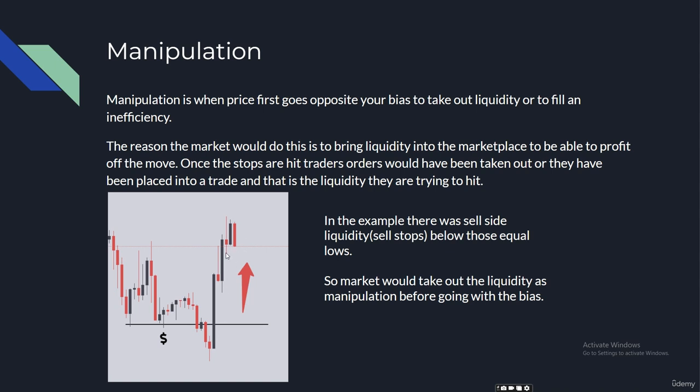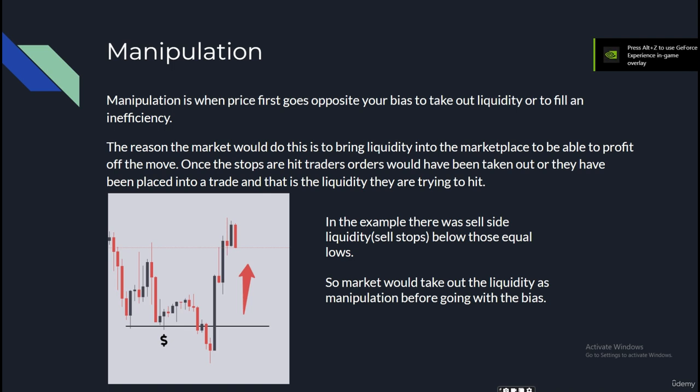Before this move happens, price is going to take out this sell side liquidity here before offering the move higher. And the market will only move higher if the bias is bullish. So the market only moves in line with the bias. Everything else is the market taking out liquidity or filling an inefficiency. As you can see, once the stops are hit, traders' orders would have been taken out or they would have been placed into a trade, and that's the liquidity that the market wants to get inside.